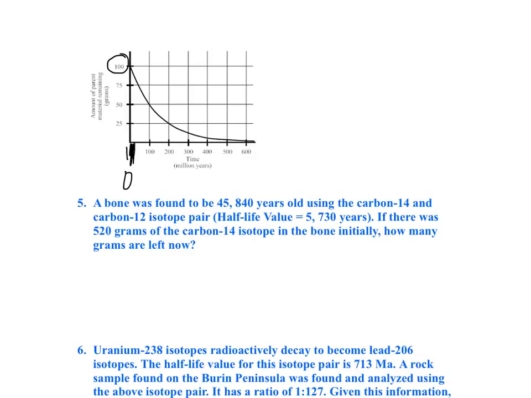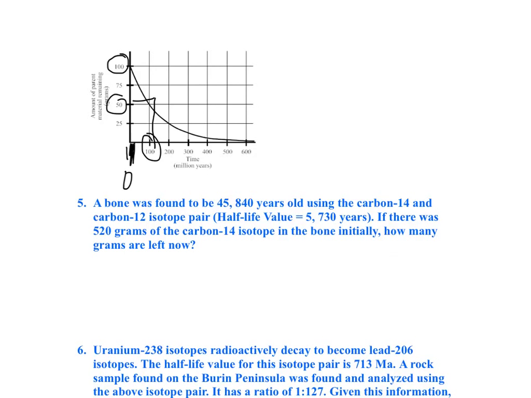So if we were to take 100 and divide it by 2, we'd have half of 100, which is 50. If we come over and touch the curve and come straight down, it would tell us that the half-life in this particular case is 100 million years.